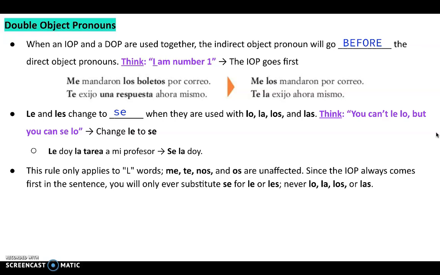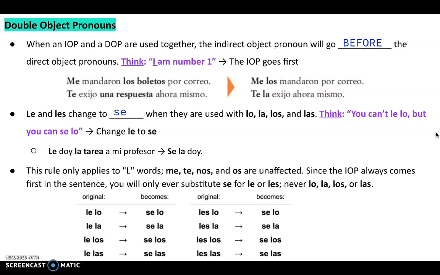Okay. So just a reminder, this rule only applies to L words, or L pronouns. So me, te, nos, and os are unaffected. Since the IOP always comes first in the sentence, you will only ever substitute se for le or les, never for the second pronoun lo, la, los, or las. So here I have a little flow chart to help you guys. What the original is that's incorrect and what it needs to become. And notice that all of these either have le or les, none of them have me, te, nos, or os. So you guys can take a minute to look through those.